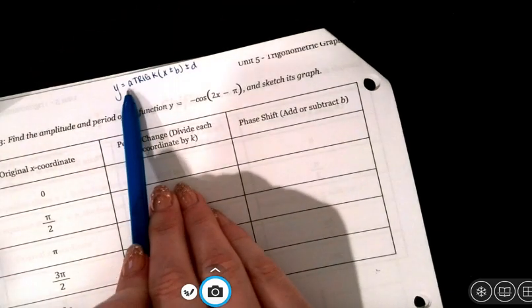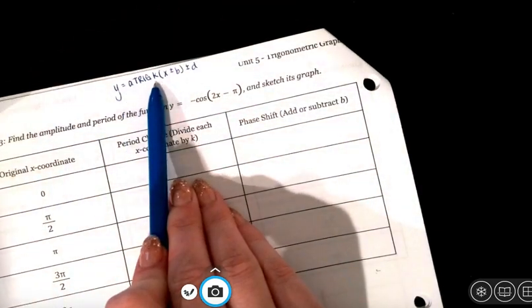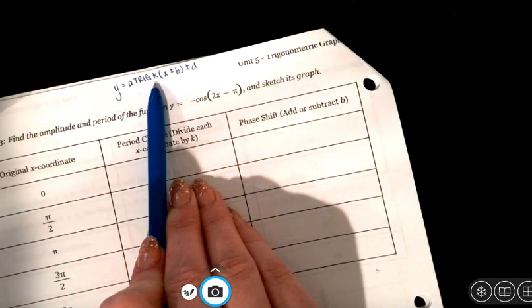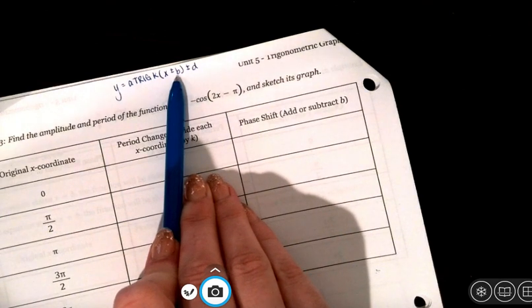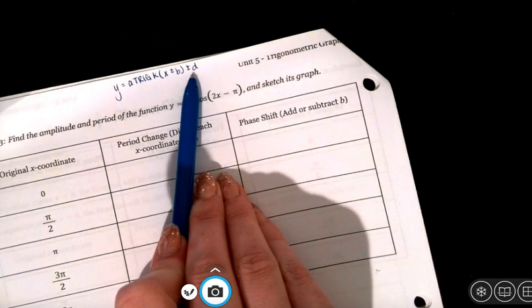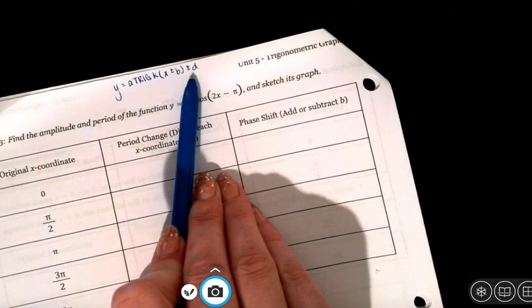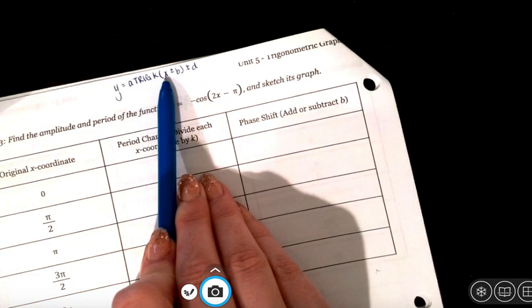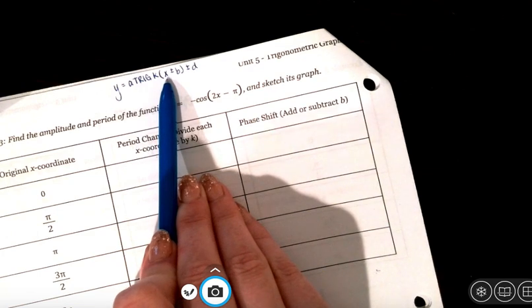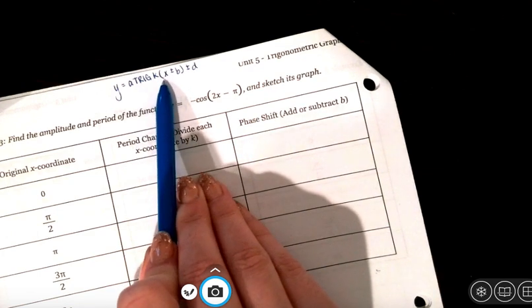So our a is our amplitude, and k helps us find our period by doing 2 pi over k. This b tells us our phase shift, so is it going left or right? And the d tells us the vertical shift, so up or down. Something to notice about this template is that our k is outside of our parentheses, and the coefficient of our variable x inside the parentheses has to be a positive 1.